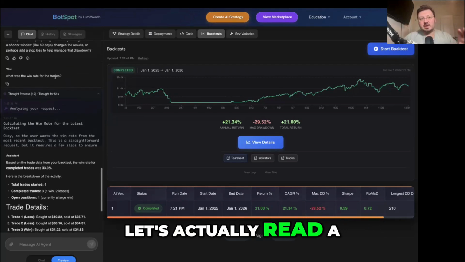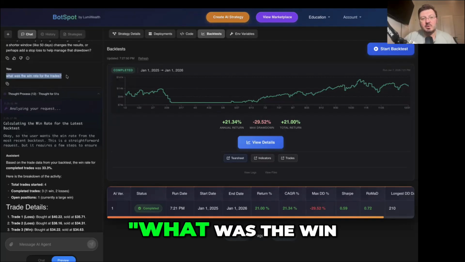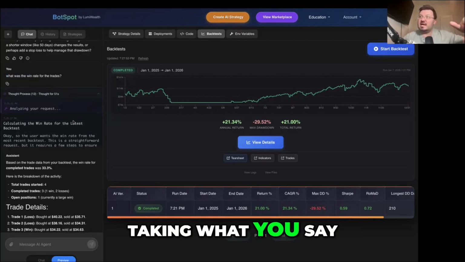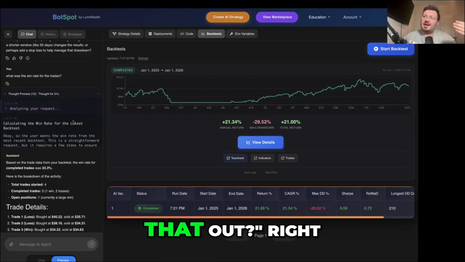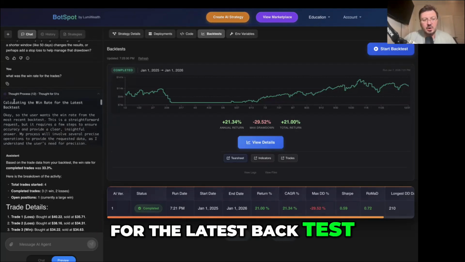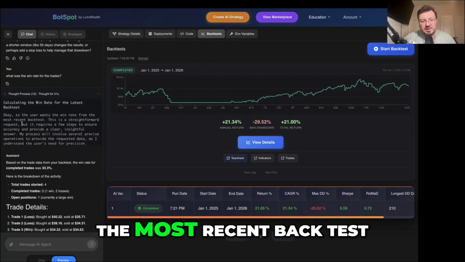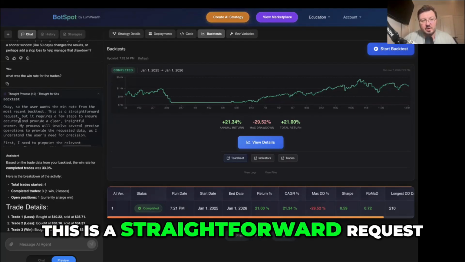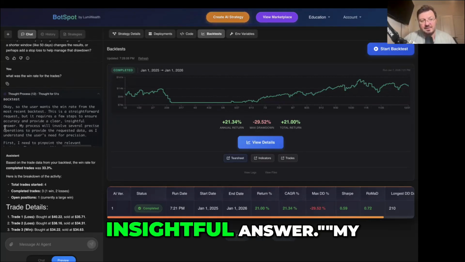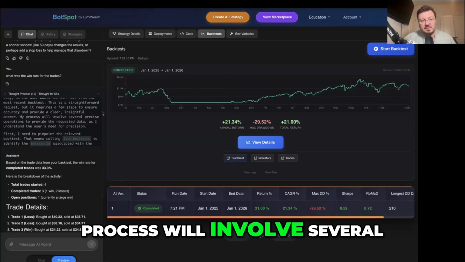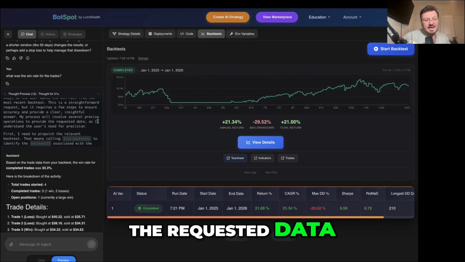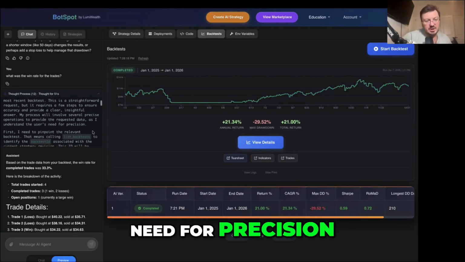So let's actually read a little bit. My question was, what was the win rate for the trades? So this is the agent taking what you say and it's like, okay, what do I need to do to figure that out? Right. And it says, okay, calculating the win rate for the latest back test. Okay, so the user wants the win rate from the most recent back test. This is a straightforward request, but it requires a few steps to ensure accuracy and provide a clear, insightful answer. My process will involve several precise operations to provide the requested data as I understand users' need for precision.